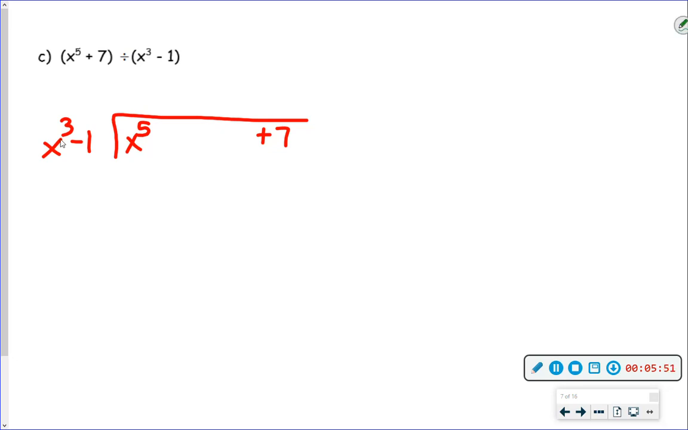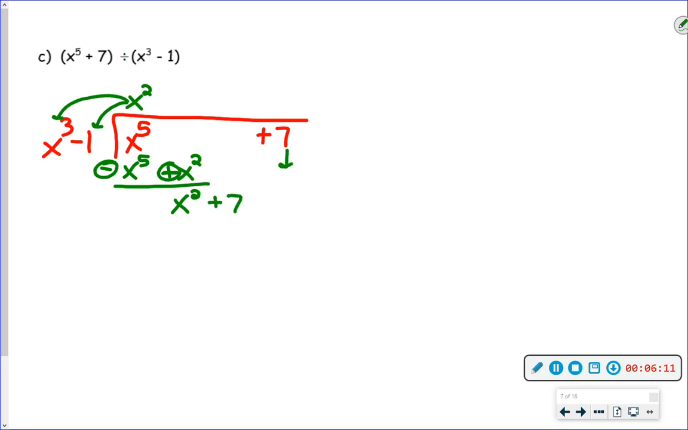Okay, first term on top, what times x cubed is x to the 5th? We need 2 x's. So x squared times that, got it. x squared times negative 1, negative x squared. We're going to subtract these, so that's going to go minus, plus. So my x squared, of course, is falling down, and I'm going to bring down the 7. Guess what? We're done. Because I can't multiply x cubed by anything to reduce it down to an x squared exponent. So I'm going to write my answer nice and pretty over here. We are going to add on our remainder, that fraction of an answer, over the divisor.